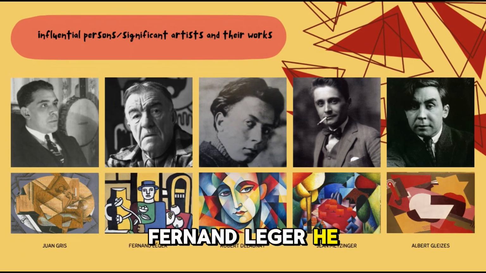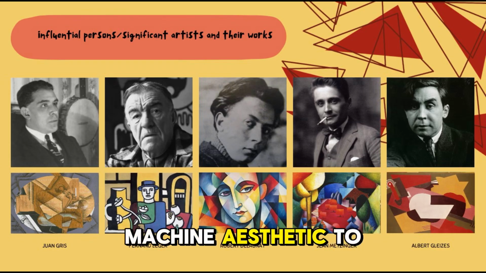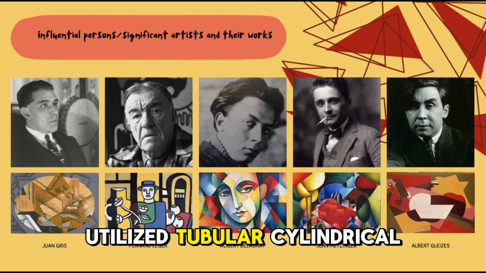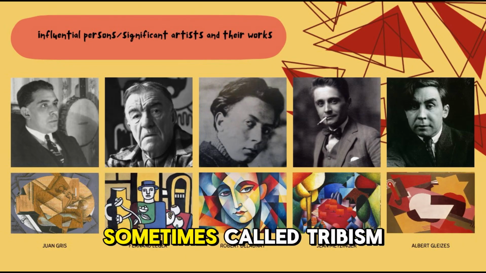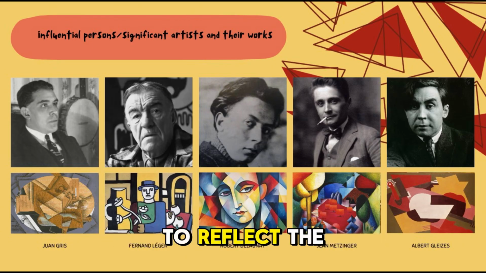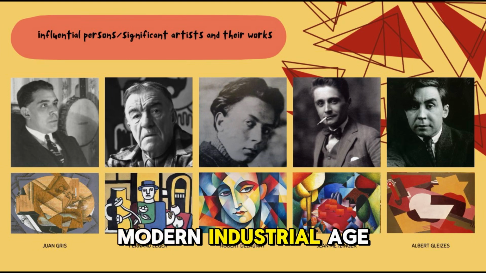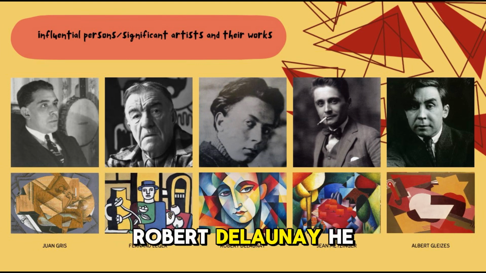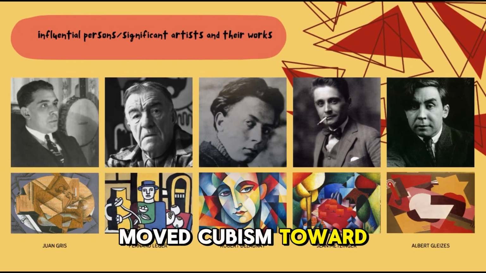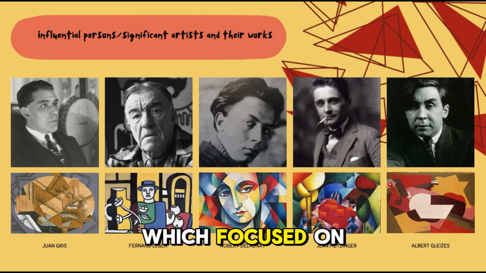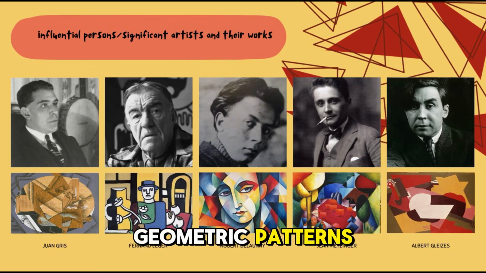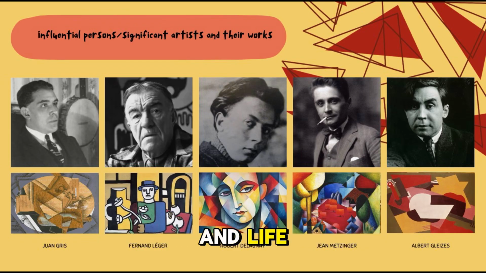Fernand Léger, he contributed a unique machine aesthetic to the movement. His work often utilized tubular, cylindrical shapes, sometimes called Tubism, to reflect the energy of the modern industrial age. Robert Delaunay, he moved Cubism toward Orphism, which focused on the use of bright, overlapping colors and geometric patterns to create a sense of rhythm and life.